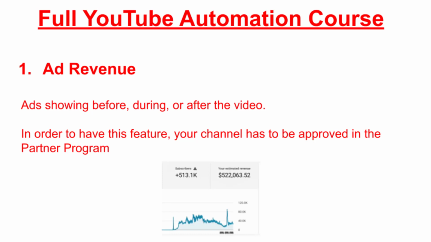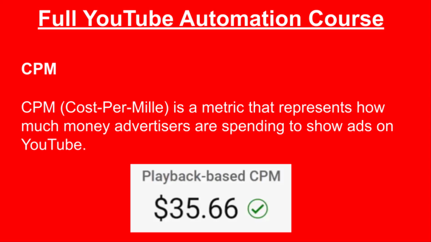Those are ads that are shown before, during, or after the video. While watching this video, you have probably seen some ads either during the video, before the video played, or after the video finished. Basically, YouTube is just splitting the ad revenue with the creator. So when you create your own channel and get approved into the partner program, they will be showing ads on your own videos, and then you will be making money depending on the CPM. That's the metric that we talked about at the beginning of this video.